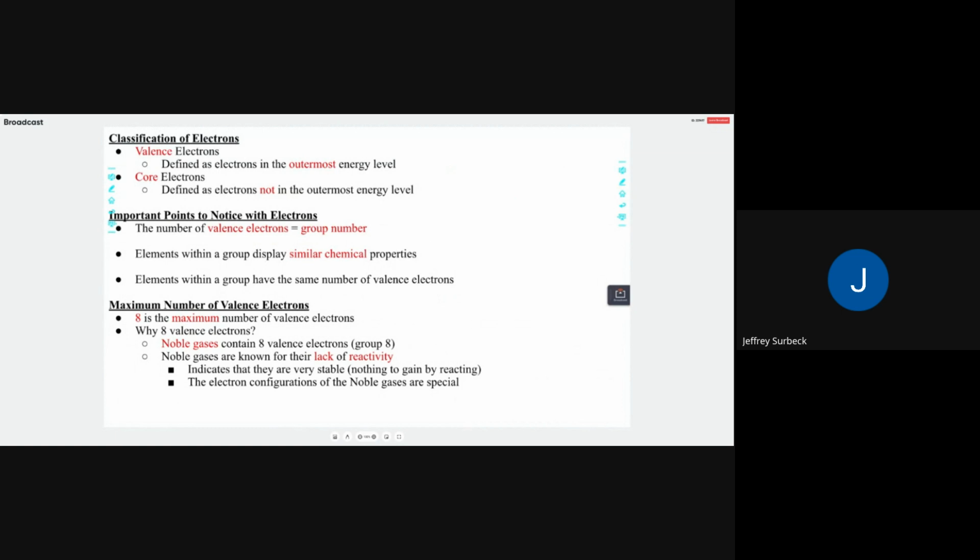Why 8? Well, noble gases. The reason we call them noble is that they're relatively unreactive. They have 8 valence electrons, which fills the outermost s subshell and the outermost p subshell. That essentially satisfies an atom, and it doesn't want to gain or lose electrons, which means it's not going to be involved in hardly any, almost none, chemical reactions. Okay? It gives that atom stability.